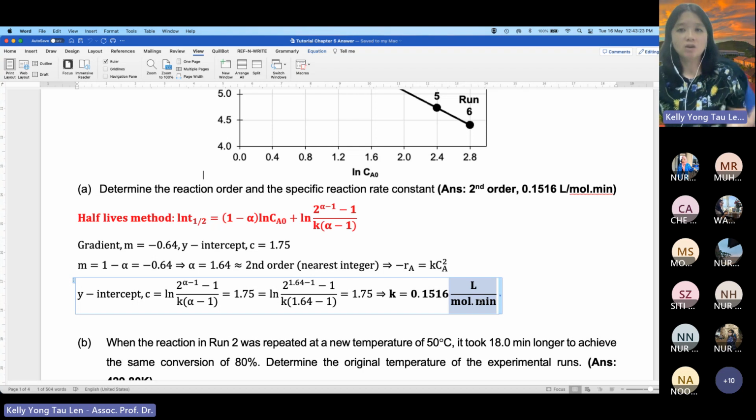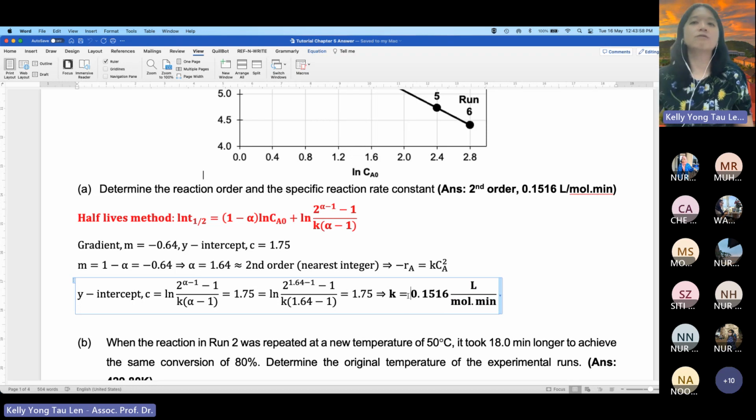Kalau dia adalah zero order, the unit of K is concentration per time. Kalau first order, the unit of K will be per time. If second order, the unit for K will be 1 per concentration time. Sebab tu kamu tengok sini unit dia jadi liter per mole minute. Sebab dia kan 1 per concentration time. So kalau 1 per concentration, mole per liter, 1 per mole per liter jadi liter per mole times with the minute at the bottom. So that's how you get the unit liter per mole minute for the unit of K.